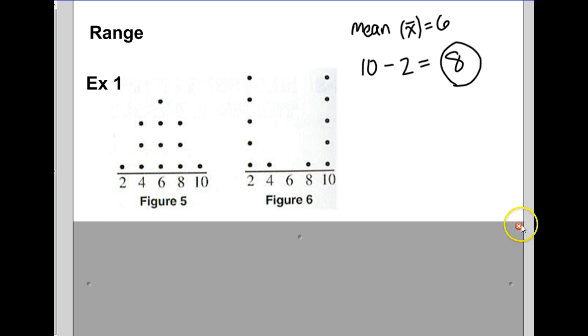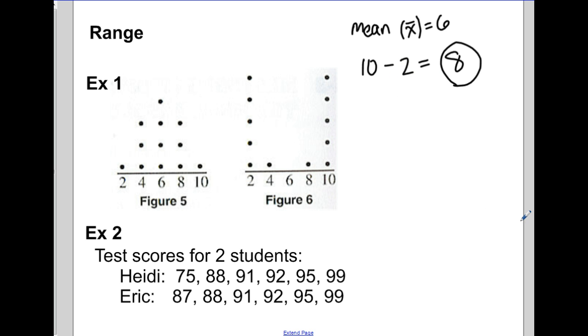I want you to consider another example. Let's look at the test scores for two students, Heidi and Eric. Okay? I want you to use your calculator to find the mean for Heidi and the mean for Eric. Then I want you to find the range for Heidi and the range for Eric, and play the recording when you've got both those values.